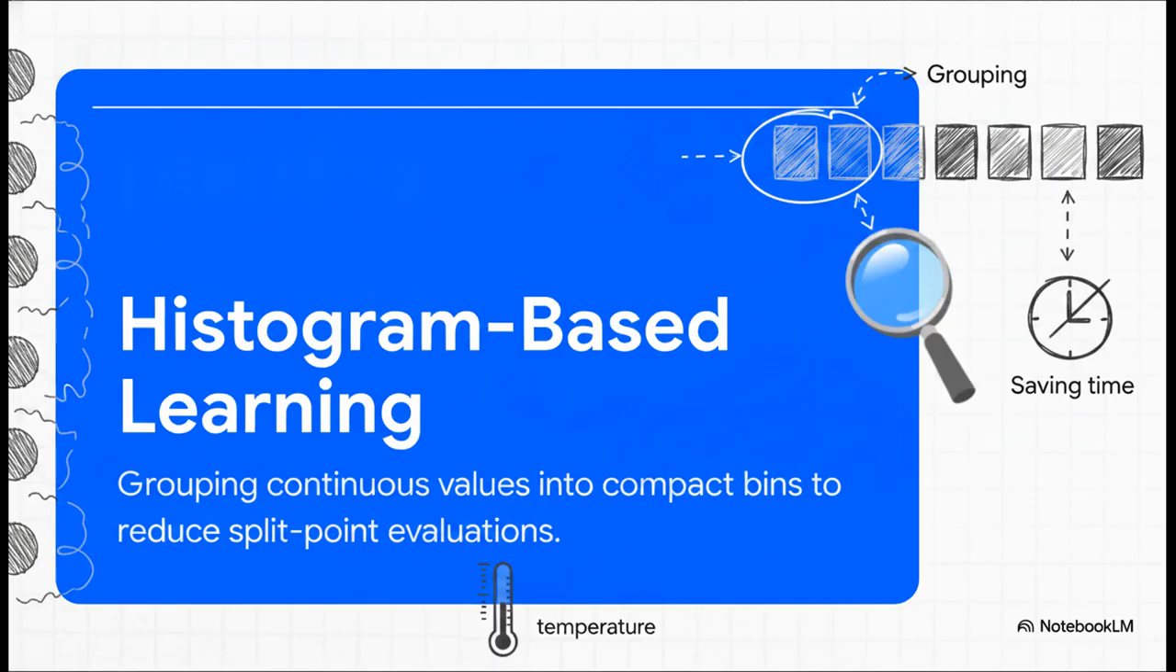But LightGBM, it introduces histogram-based learning. So instead of evaluating 50,000 individual temperatures to find the perfect cutoff, LightGBM groups them into a fixed number of compact bins, say 255 bins. It evaluates the bins, not the individual points. This saves enormous compute time with practically zero loss in accuracy.